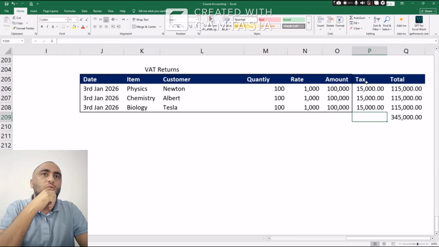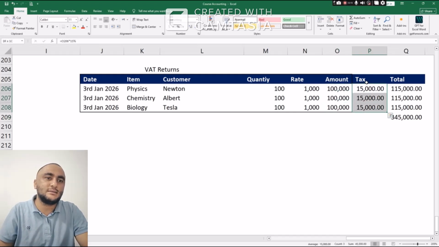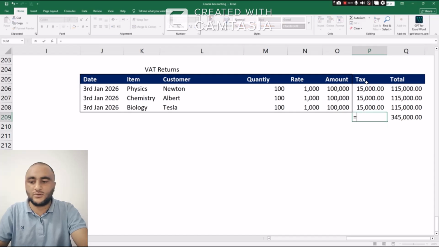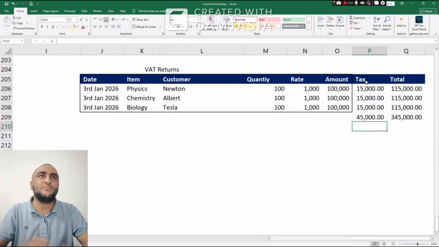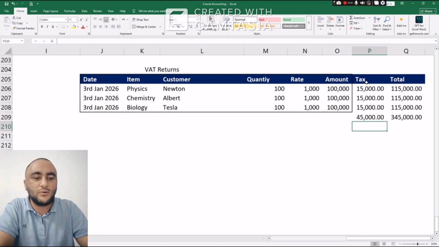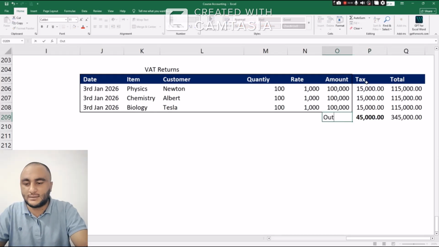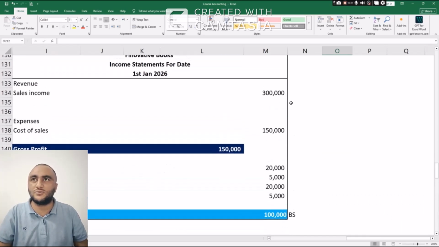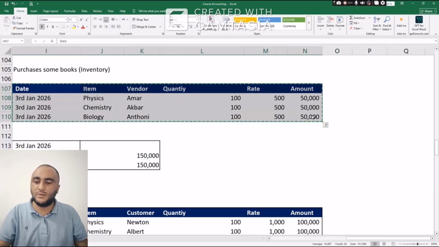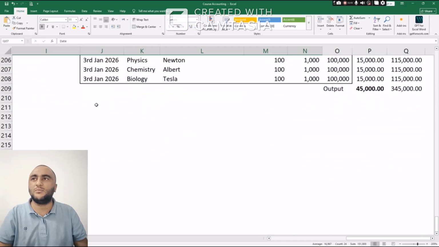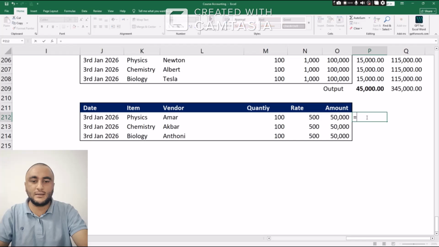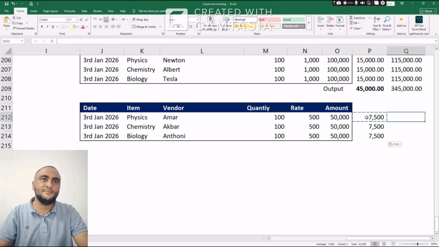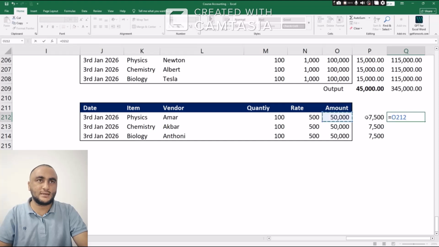So as you know, this is our amount, but we have collected tax 45,000 from these 3 customers, Albert, Tesla and Newton. So we have to pay these 45 to government, because we have collected this tax on behalf of the government, on behalf of the tax authority. So we have to pay this tax to government, which we call output tax, because it's our output. And same, if we purchase something, we also pay tax to vendor. Same like we get tax from customer, we pay tax to vendors. So in our case, we have purchased some books from Amar Akbar Anthony, and they will tax us with the same rate. So we can say this half they taxed us.